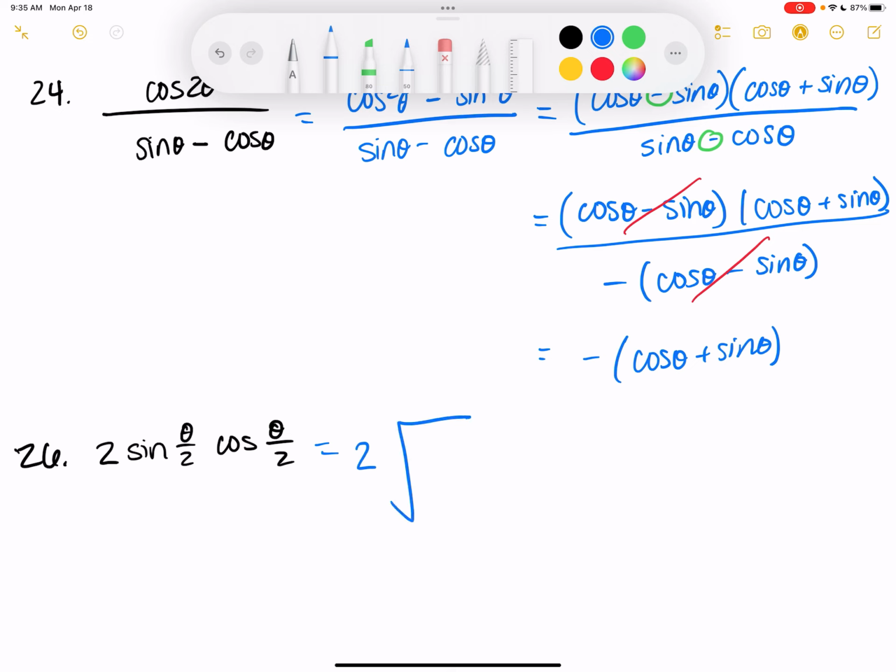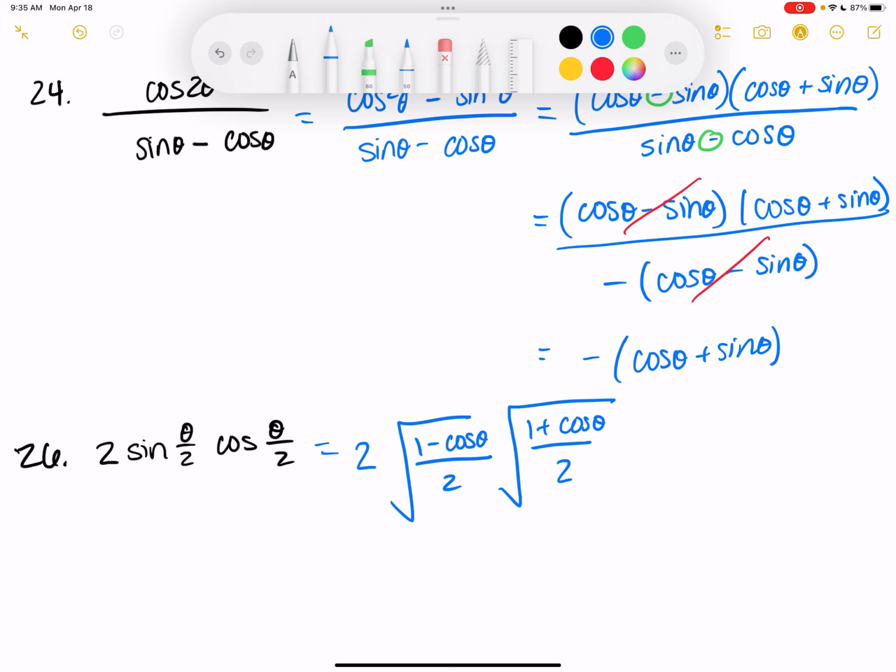Plus or minus the square root of 1 minus cosine theta over 2. And then how about cosine of theta over 2? Plus or minus the square root of 1 plus cosine theta over 2. Okay, I know these formulas.